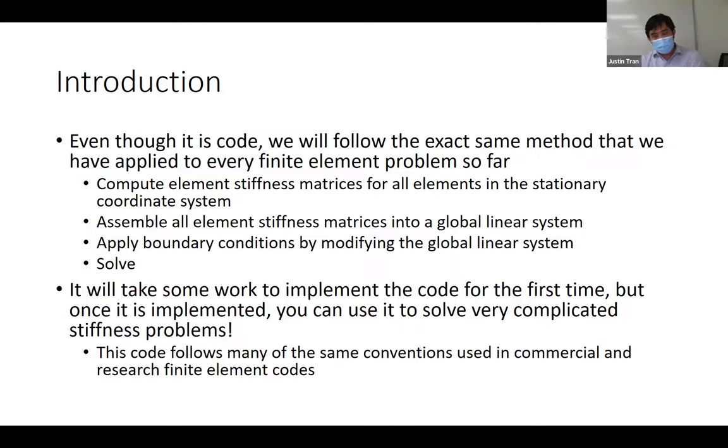Okay. And just like any code, it takes some time to implement. It takes some work to get it going. But once you get it going, the great thing about code is that you can apply it to lots of different kinds of problems. I structured this code with that in mind, so that you can use it to run any kind of frame problem that's out there, which is really cool.